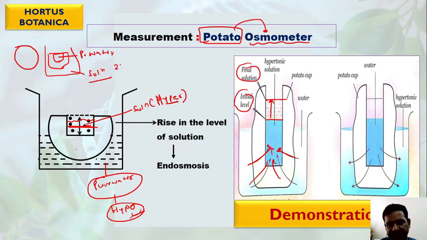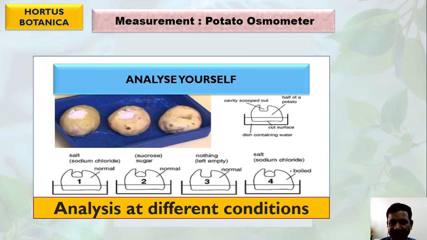So what will happen? The second case will happen here. This is the second case. Water will go outside. So there will be plasmolysis. This is your initial level, and now this is your final level. Why is it decreasing? Because water is going outside. This is osmotic withdrawal, exosmosis, and this is your osmotic entry, the endosmosis, right?